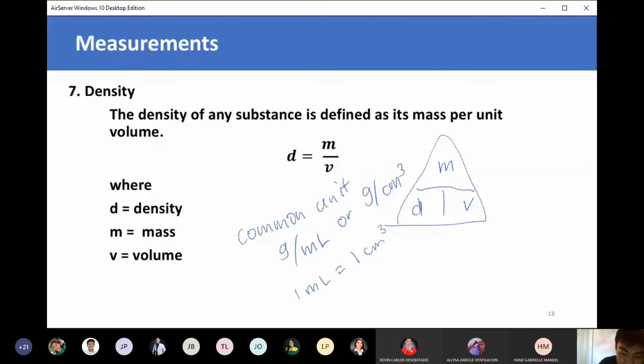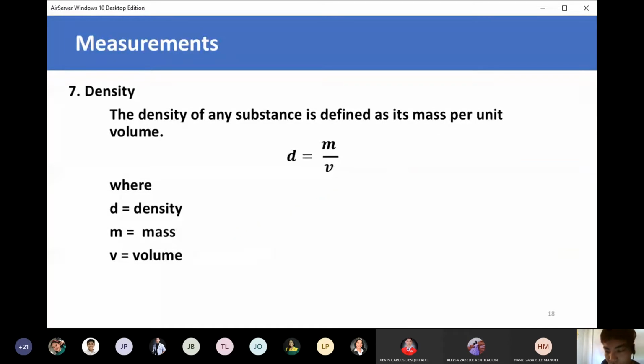But the SI unit for density is kilogram per cubic meter. No? So we commonly use grams per ml, but the SI unit is kilogram per cubic meter. The question is, why? Bakit kaya? So any ideas from you? Mamaya tulog pa rin yung iba. So any ideas why the SI unit is kilogram per cubic meter?